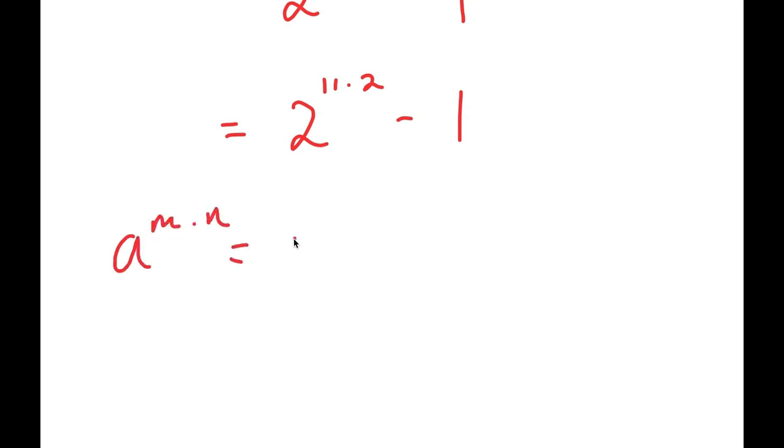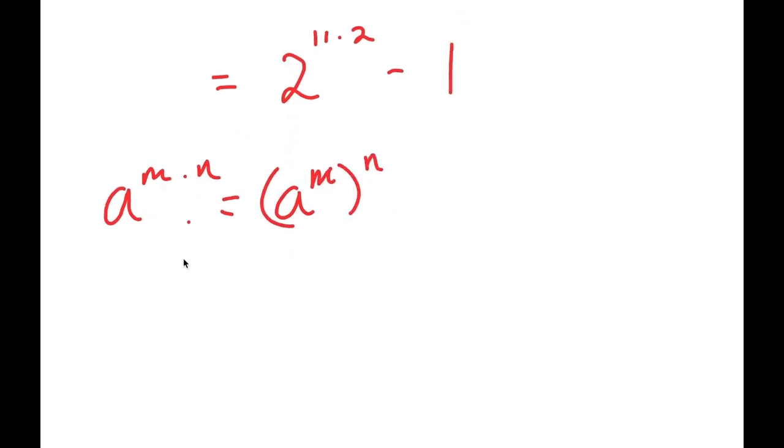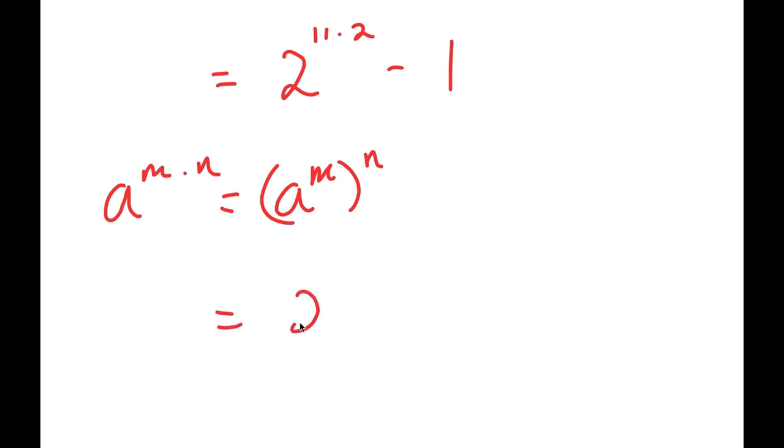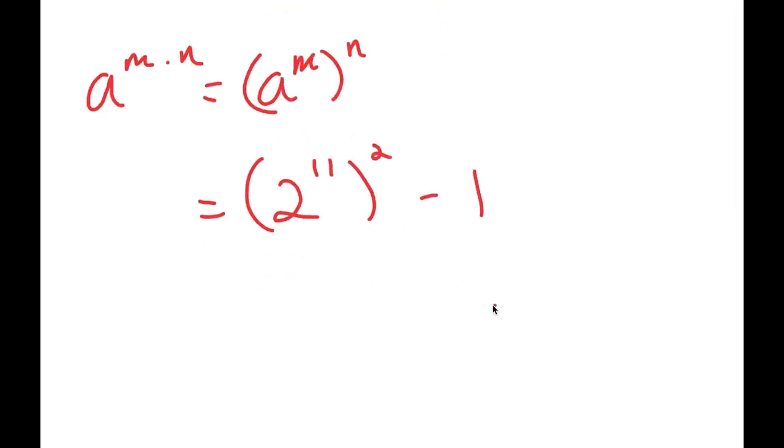Alright, so in this video, I'm going to solve the problem 2 to the power of 22 minus 1. So, to solve this, what I'm first going to do is rewrite this as 2 to the power of 11 times 2, minus 1. Now, if I have something in the form a to the power of m times n, this is equal to a to the power of m to the power of n. So 2 to the power of 11 times 2 is equal to 2 to the power of 11 to the power of 2 minus 1.